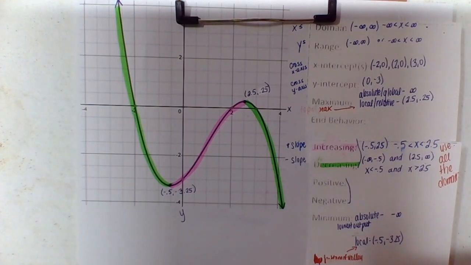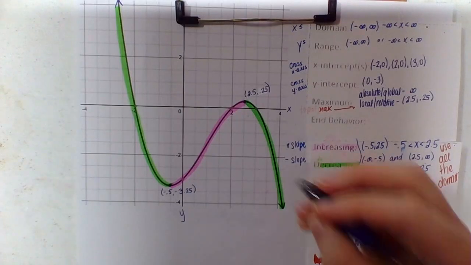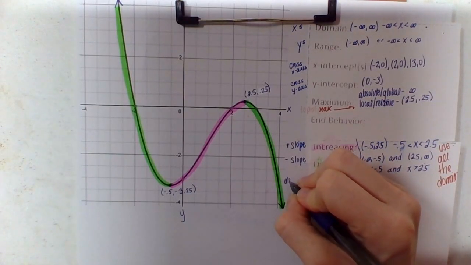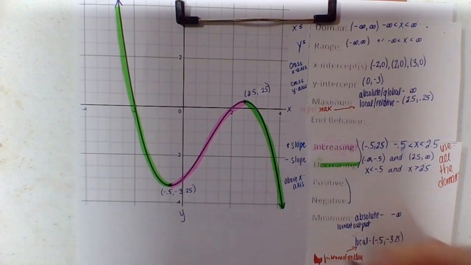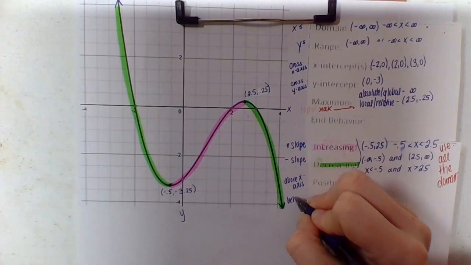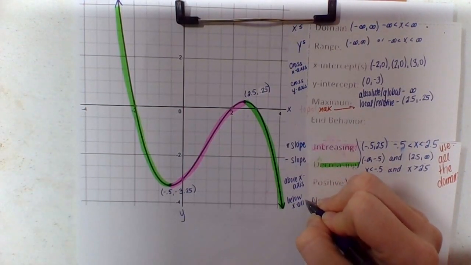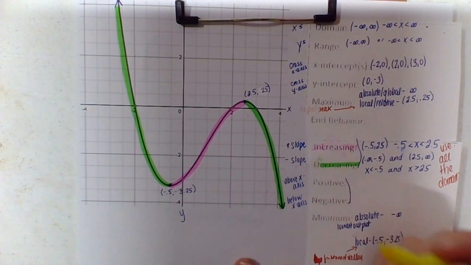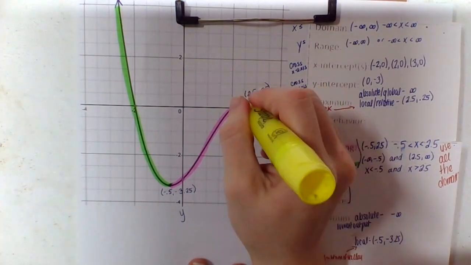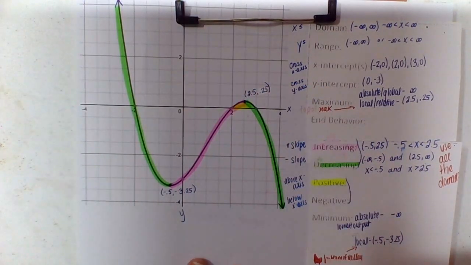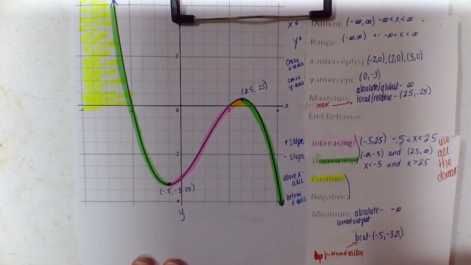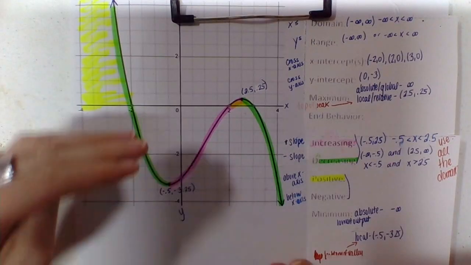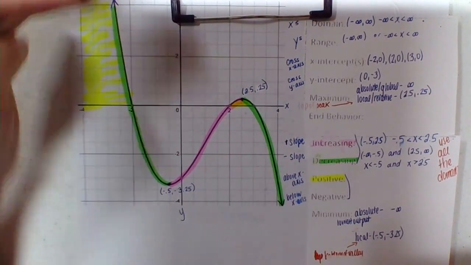Now I want to figure out, where am I positive, where am I negative? Positive is going to be above the x-axis. And if positive is above, negative is the opposite. Negative is below. So everywhere that is positive, I'm going to color in yellow. So this whole section here is going to end up being positive, because all of my outputs are going to be positive.